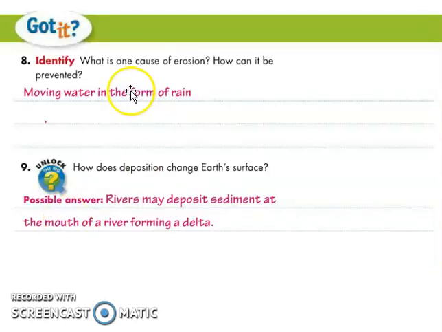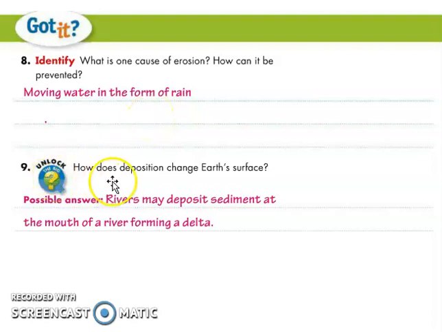Last page. What is one cause of erosion? How can it be prevented? Okay, one cause of erosion is moving water. We could prevent it by planting trees. So you can write here, we could prevent erosion by planting trees.